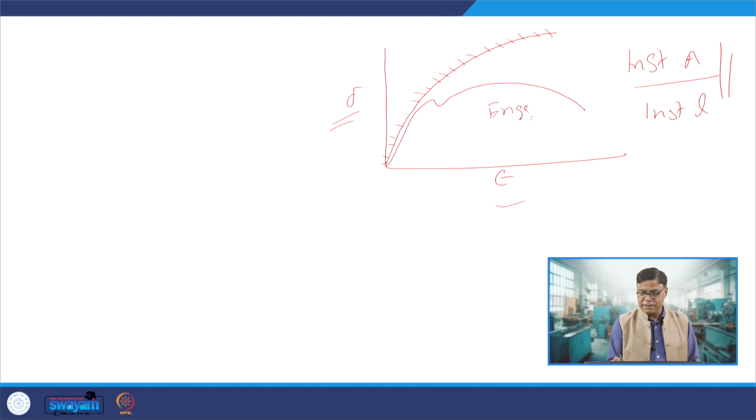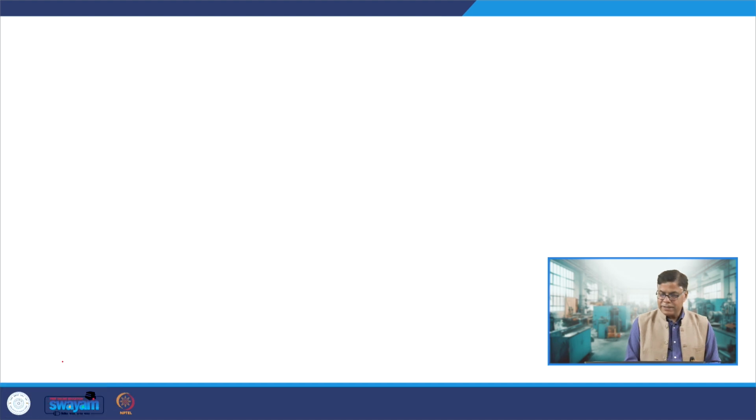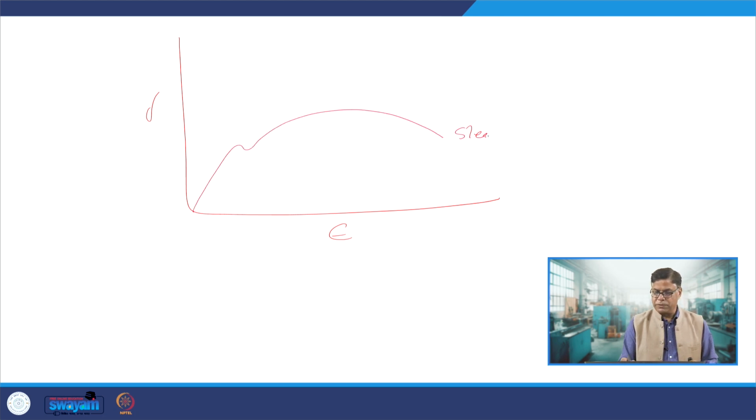So, this curve is the engineering stress strain and this corresponds to the true stress strain. Now, you see, the engineering stress strain curve significantly depends on the type of the metals. Say, if this is strain and this is stress, if we talk of metals like steel, the trend is like this. If we talk of a metal like aluminum, there is no deviation like this, which will clearly indicate the yield point.